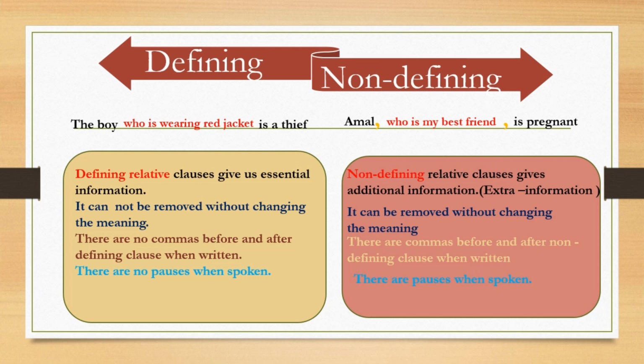فهذا في الريتن. في spoken ما كنوقفوش في ال defined relative clause في حين أن كاين توقف في non defined relative clause. Example, the boy who is wearing red jacket is a thief. هنا ما وقفناش، في حين أن في spoken نقدروا نقولوا Amal who is my best friend is pregnant.